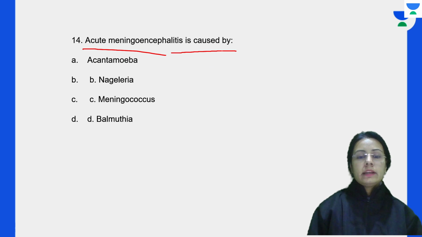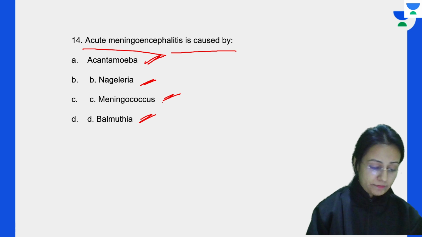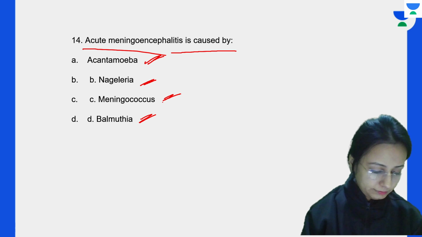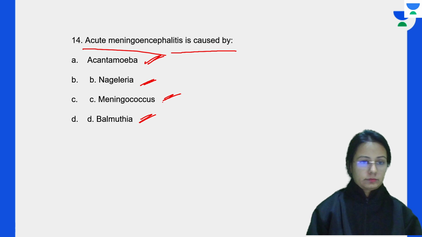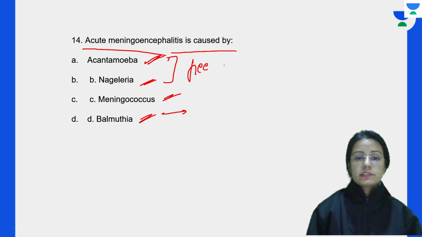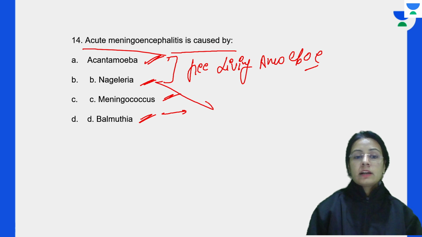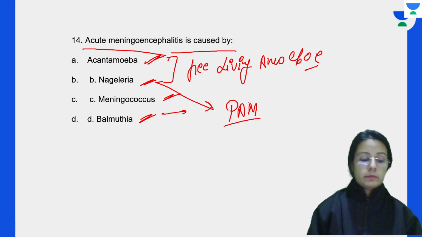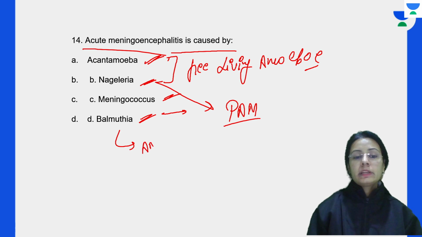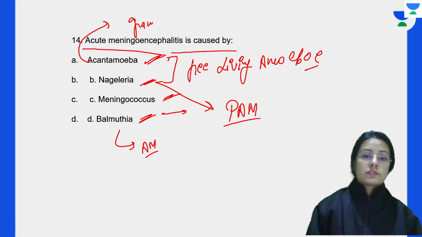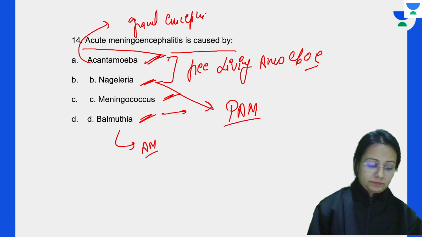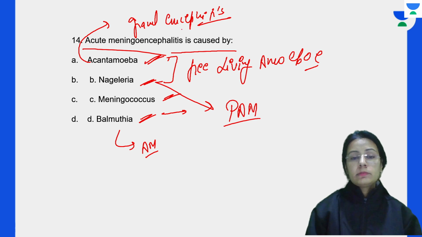Now, acute meningoencephalitis is caused by Acanthamoeba, Naegleria, meningococcus, or Balamuthia. We have Acanthamoeba, Naegleria, and Balamuthia, which are free-living amoebas. We know that Naegleria fowleri is responsible for causing primary amoebic meningoencephalitis. Balamuthia also causes amoebic meningoencephalitis, and Acanthamoeba causes granulomatous amoebic encephalitis.